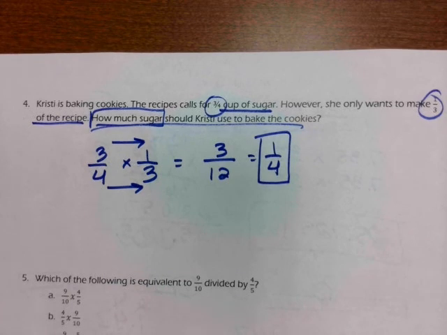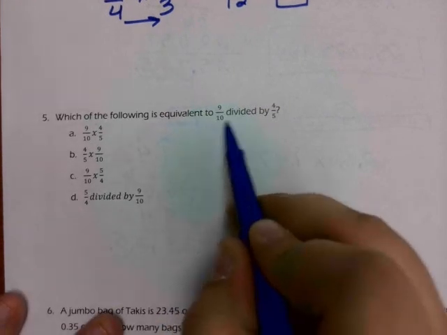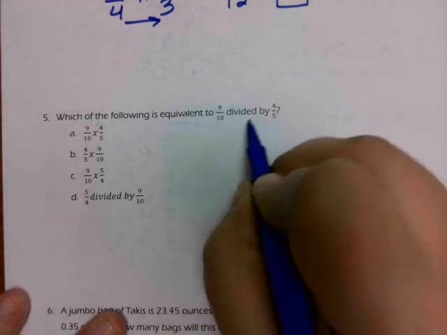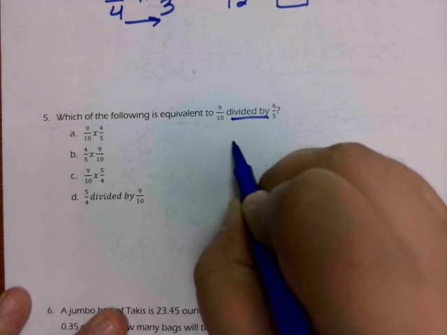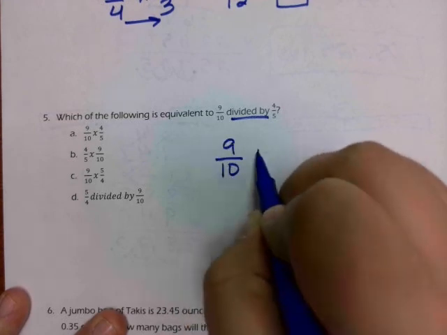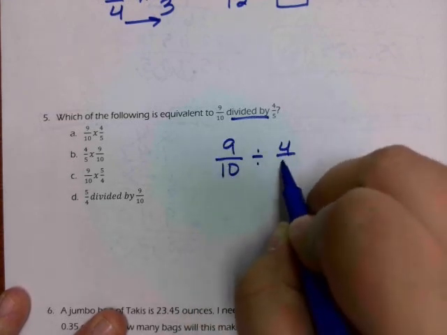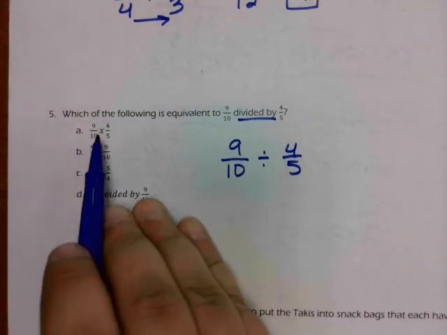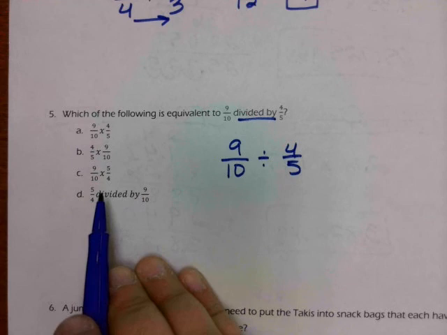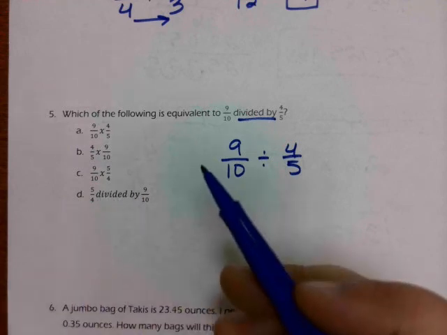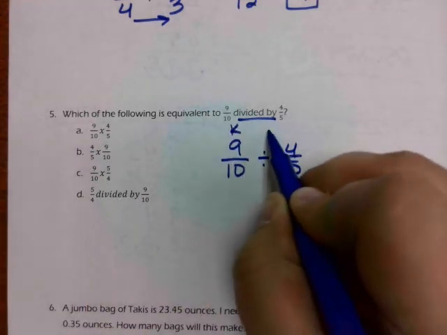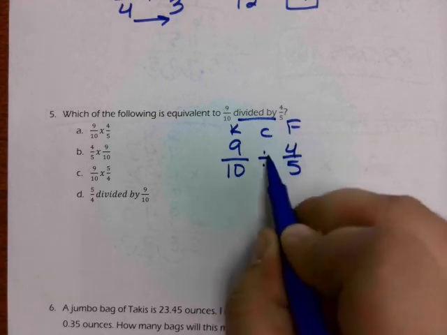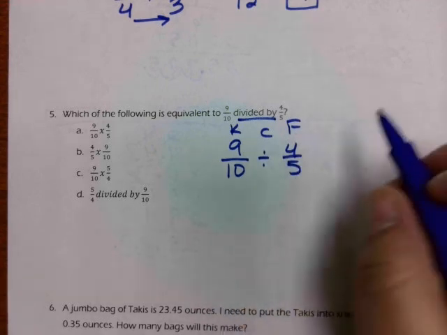All right, number 5. Which of the following is equivalent to 9/10 divided by 4/5? First of all, I don't like this divide by, so I'm going to rewrite it. 9/10 divided by 4/5. If you look at our answer choices, none of them is an actual answer. We just want to know which multiplication problem is equivalent to it. So all we have to do is keep, change, flip, because it is a division problem. We have to multiply by the reciprocal.